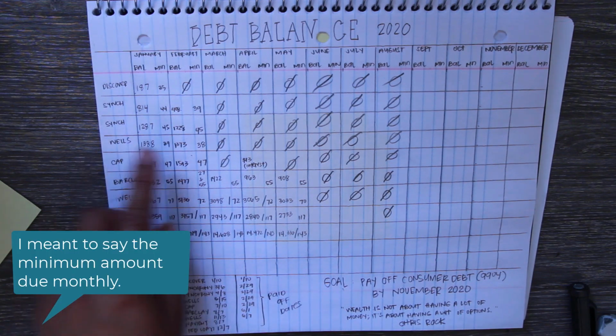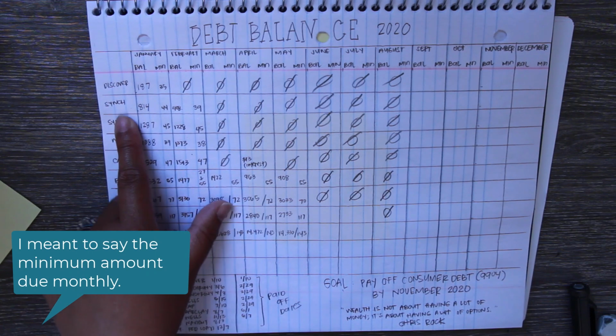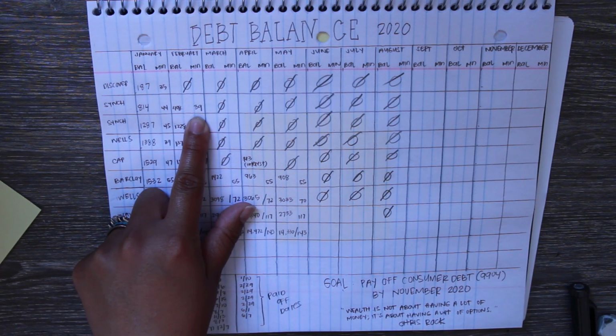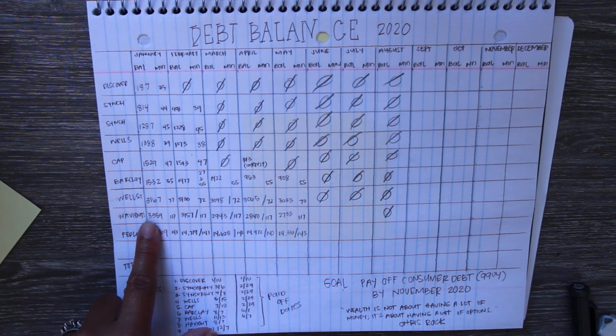because what I was noticing as I was paying things off, that the minimum balances were changing also. So for example, with this card right here, my Synchrony card, the minimum balance was at first $44, then went down to $39, because as your balance goes down, usually your minimum payments due will go down as well.